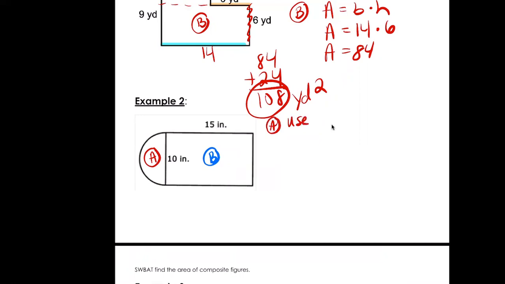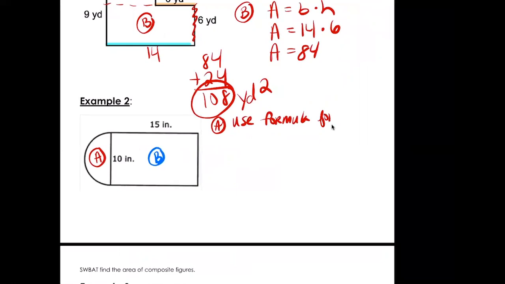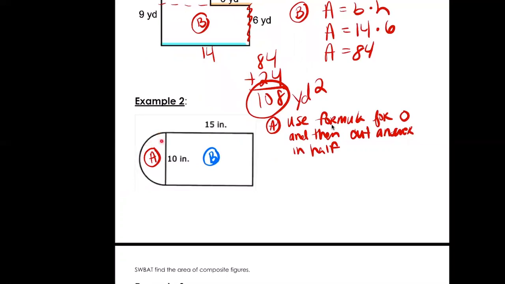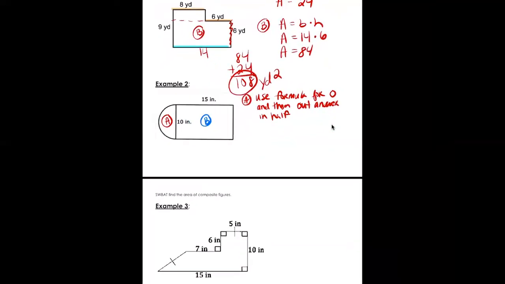Let's write this in the notes. Use formula for circle, and then cut answer in half. When you see a semicircle, when you see half of a circle like that, like on a basketball court, you use the formula for circle and you divide it in half because that's half of the circle. So the area formula for circle is A equals pi r squared. We use 3.14 for pi.